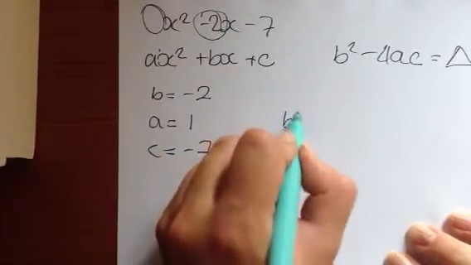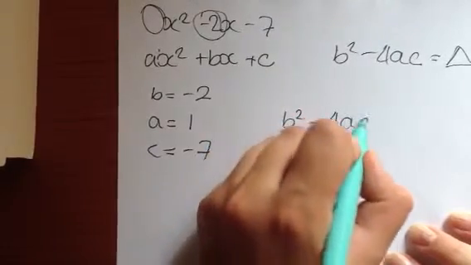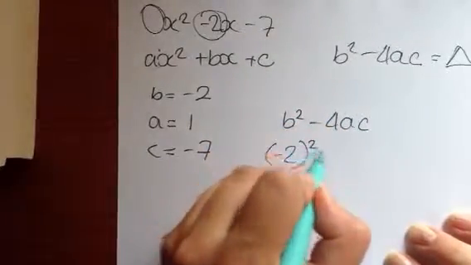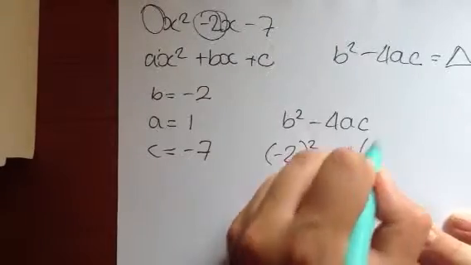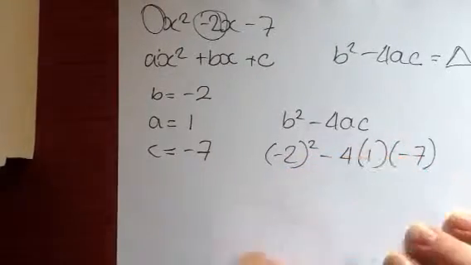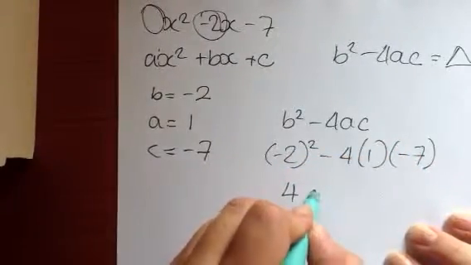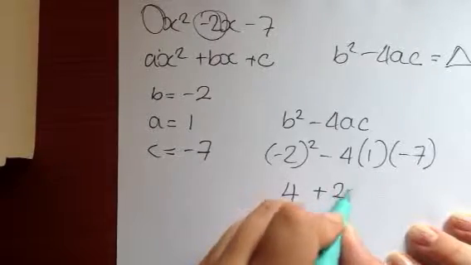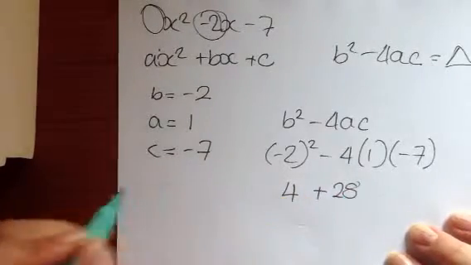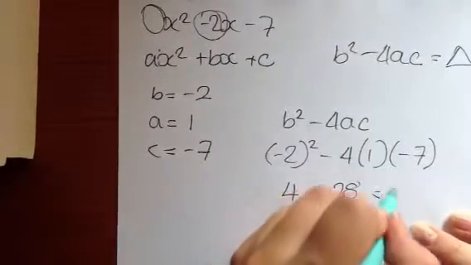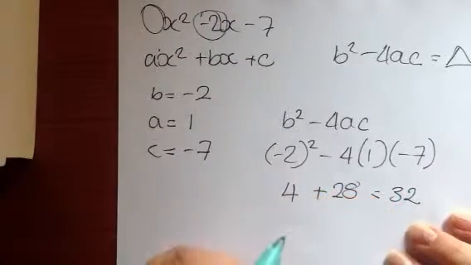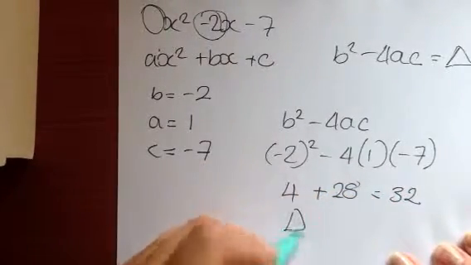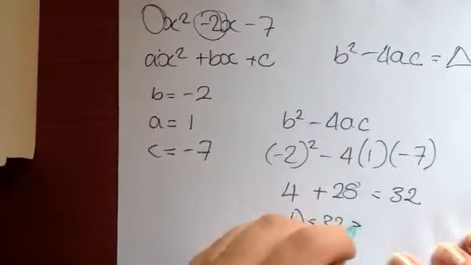So b squared minus 4ac is minus 2 squared minus 4 times 1 times minus 7, which is 4 plus 28. Which is 32. So actually, our discriminant, which is 32, is greater than 0.